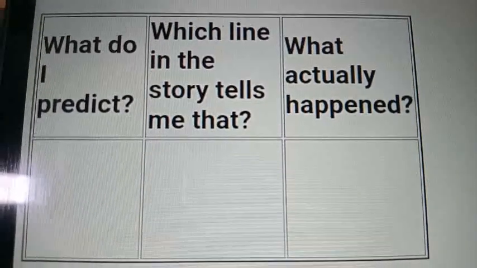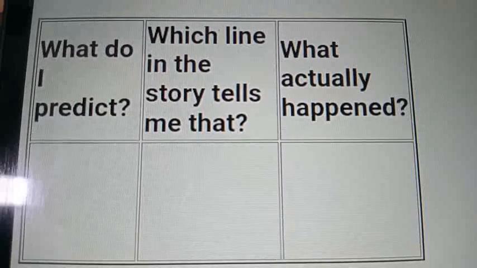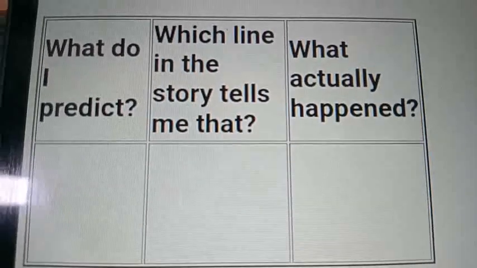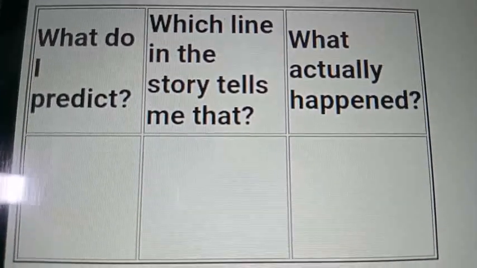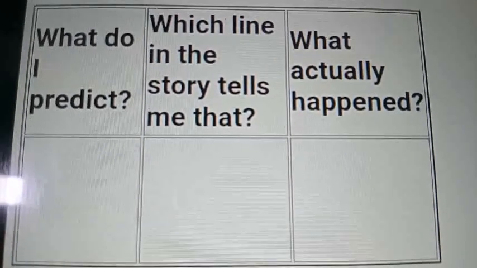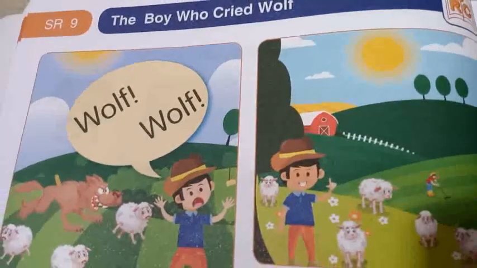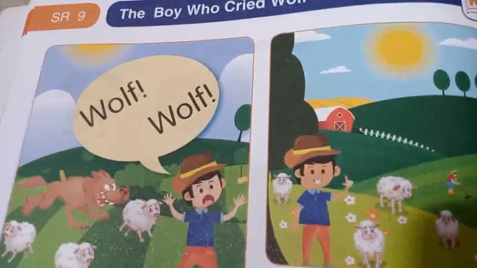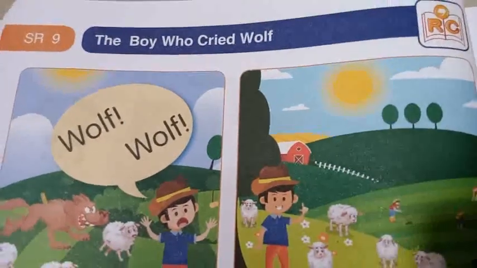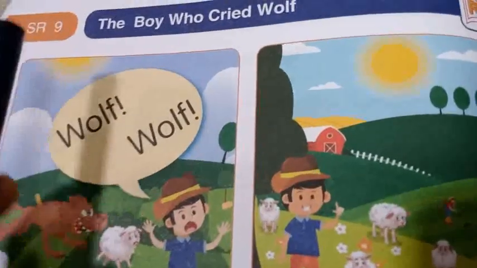Do you remember? Prediction means what? You just have to follow the 3 steps. See the title and picture. Next, what happened next? Next, what actually happened, right? You have to copy this in your notebook. Pause the video, then copy this, okay? You are going to read the story, but you don't have a book, right? So, I will read the story. You listen carefully. I will send the story in our group, okay? After that, you have to complete that tabular column.